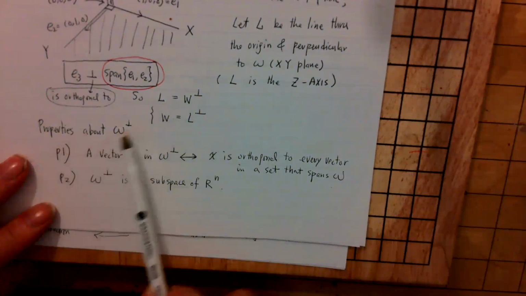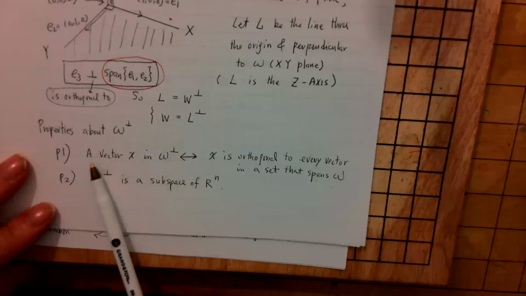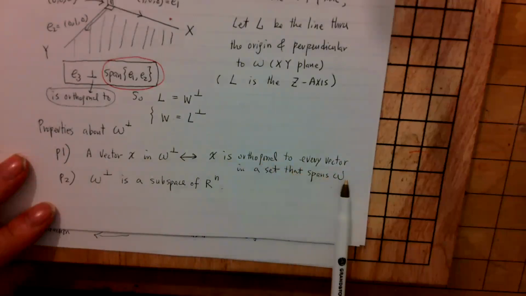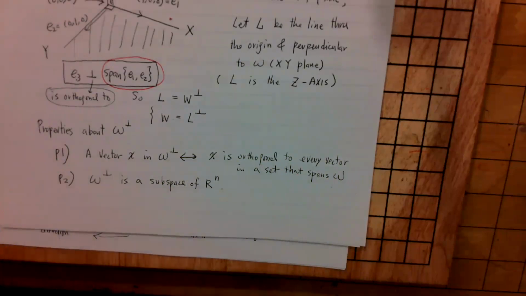And properties about W perpendicular. One, a vector X is in W perpendicular if X is orthogonal to every vector in a set that spans W. And two, W perpendicular is a subspace of Rn. Okay, that's quite trivial.